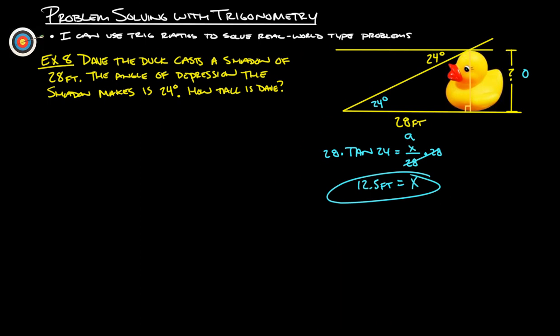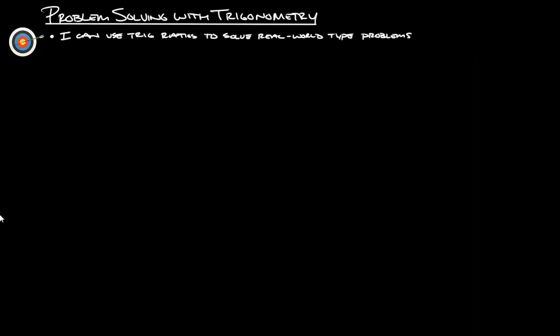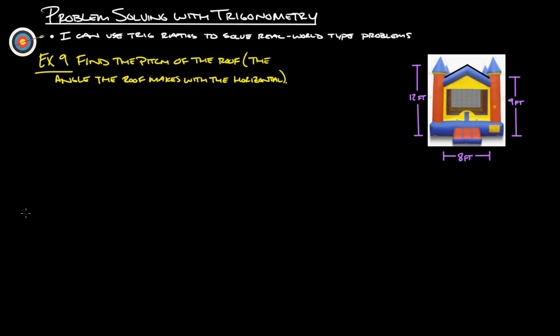All right, let's take a look at another example here. Find the pitch of the roof, which is the angle that the roof makes with the horizontal of this bouncy house here. So what might be a good idea is to draw the pitch of this roof. So we have this length here all the way across is 8 feet. And then this is 9 feet to the bottom, and then 12 feet here. So the difference between 12 and 9 is 3. So this is going to be 3 feet here.